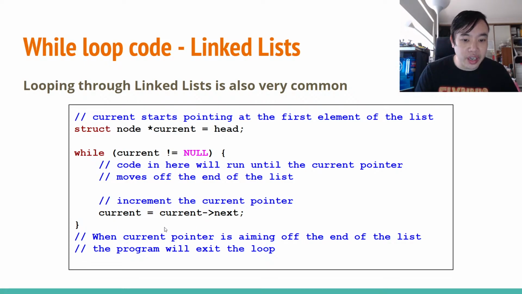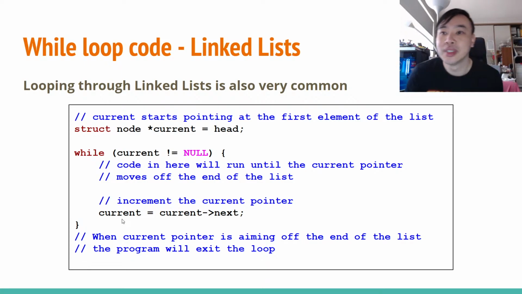Then the way to increment now is to move the pointer. And the way that we remember this is that the pointer stores the location of something. So if I change what the pointer stores, so I'm assigning a new value to the pointer, that's going to change where it aims.